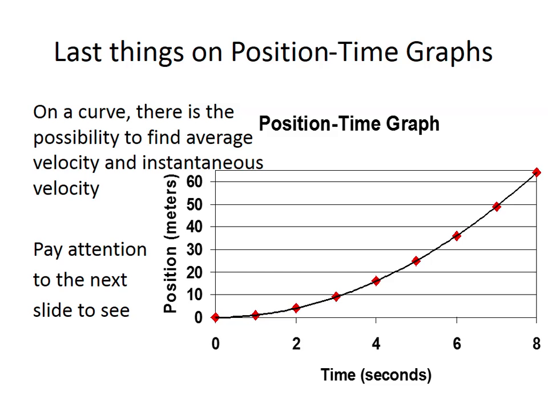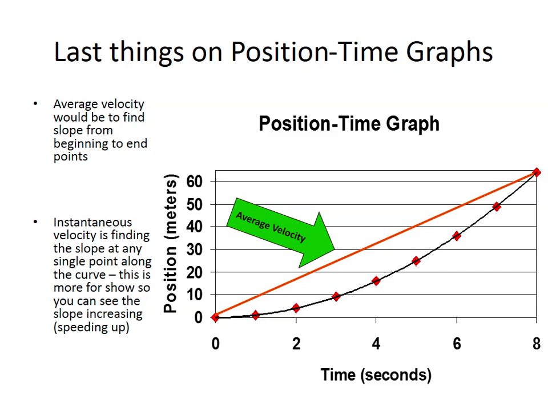Last thing. When you do get a curve, you can find the average or instantaneous velocities at different points. Basically, the average velocity, if they ever ask that, is just the total displacement over the total time. That would just be a straight line slope between those 2 points. It's not even a best fit line or anything. That's what the average velocity would be. Is that what the velocity is the whole time? No, it's the average. It's lower down at the beginning. You're below the average velocity. Higher up, you're above the average velocity.